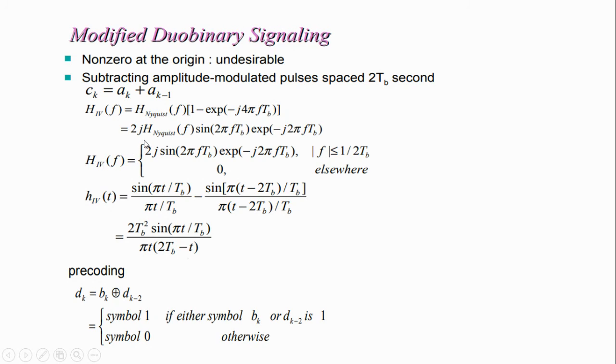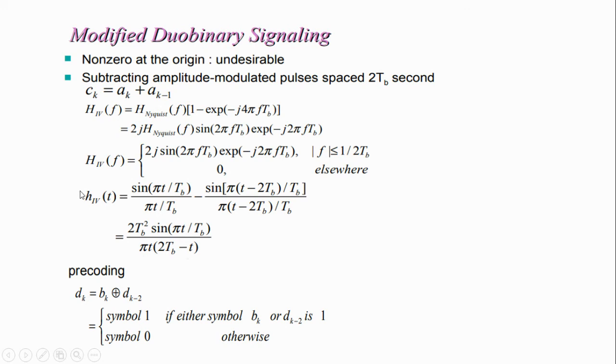by applying the Nyquist function, we know that the Nyquist function is equal to 1 for modulus of f less than or equal to 1 divided by 2Tb. So the class 4 function H of f is equal to 2j sine 2 pi f Tb exponential of minus j 2 pi f Tb for modulus of f less than or equal to 1 divided by 2Tb, and 0 elsewhere.